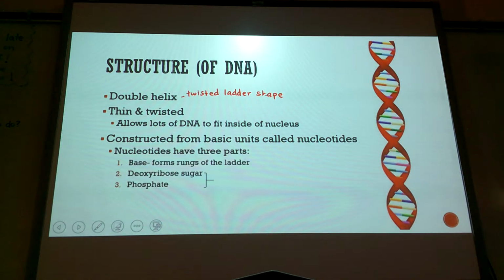So nucleotides, remember, have three main parts. The bases that form the rungs of a ladder, a deoxyribose sugar, and a phosphate.